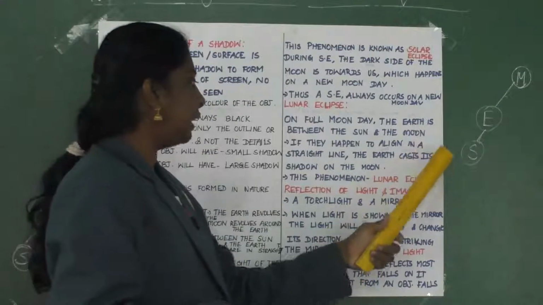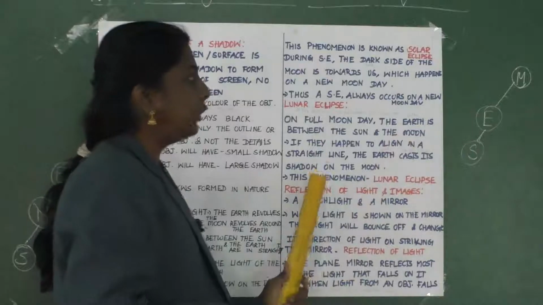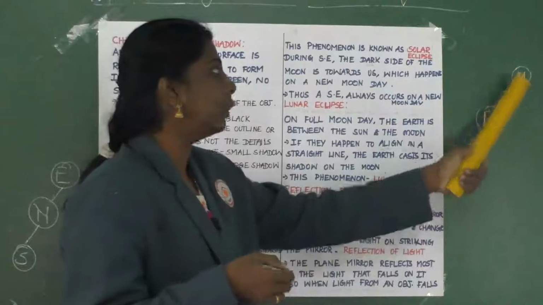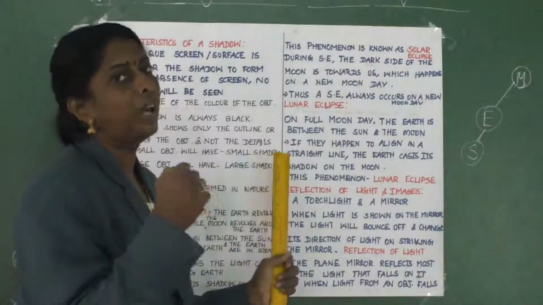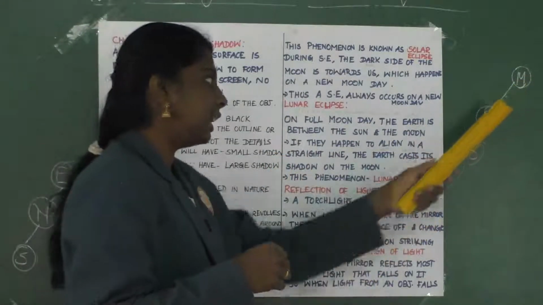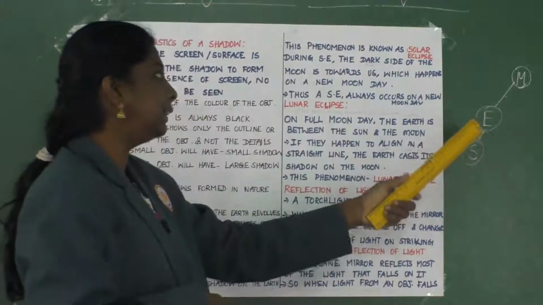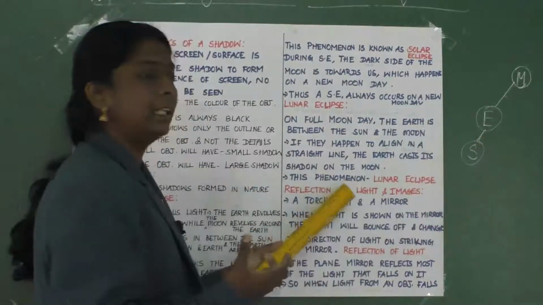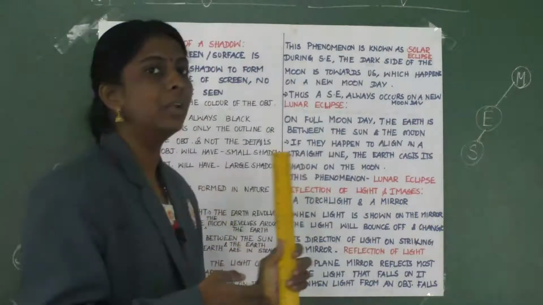If they happen to align in a straight line, the earth casts its shadow on the moon. This phenomenon is said to be a lunar eclipse. Clear, children? Here also three things are in a straight line: sun, earth and moon. The earth casts its shadow on the moon, and this is a lunar eclipse. So this is about solar and lunar eclipse.